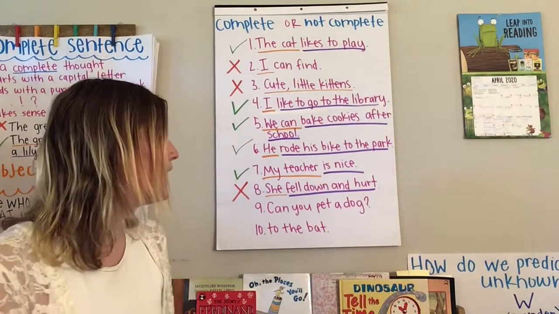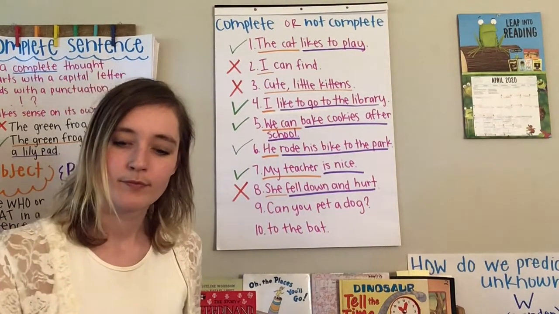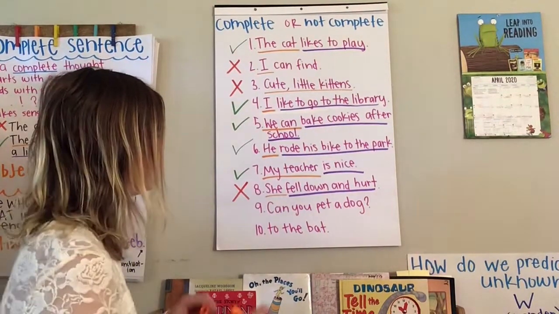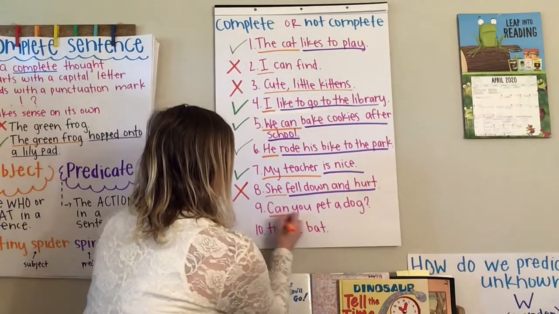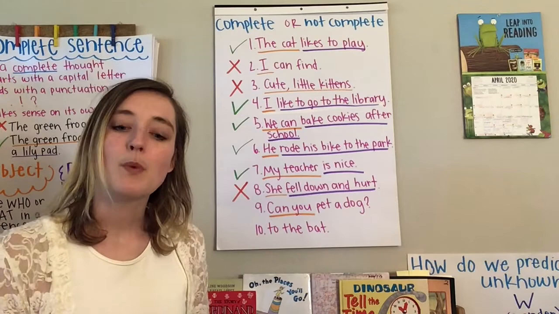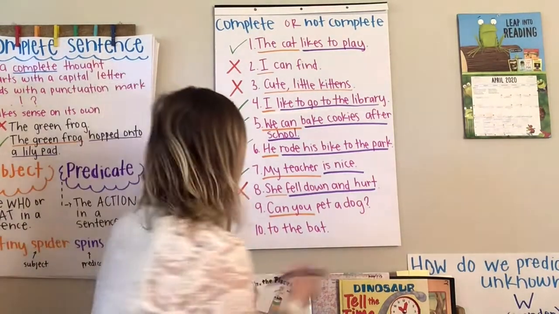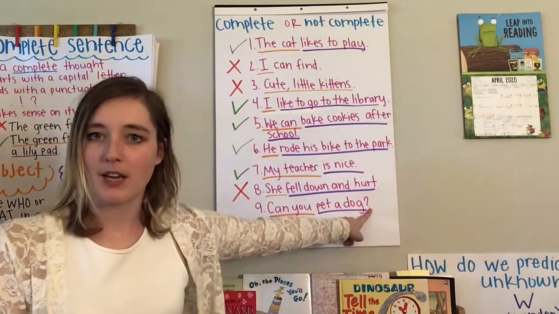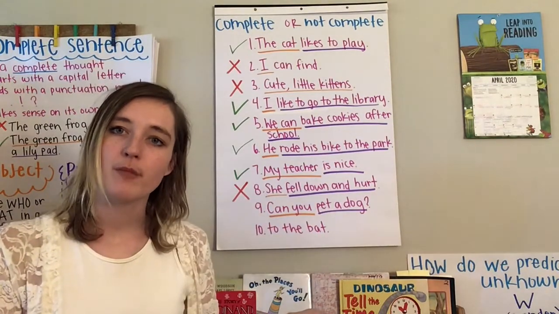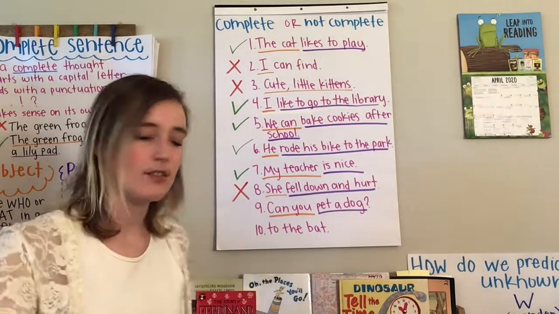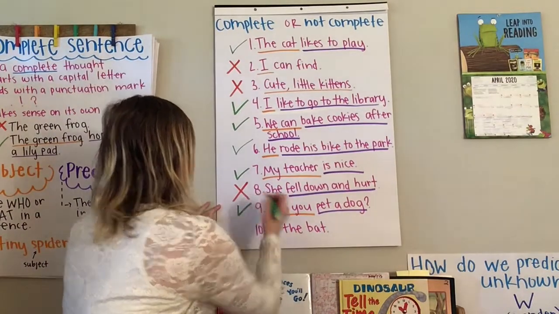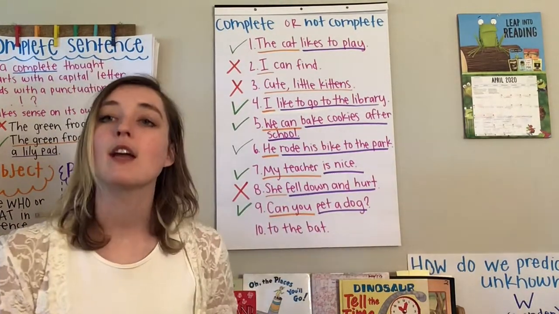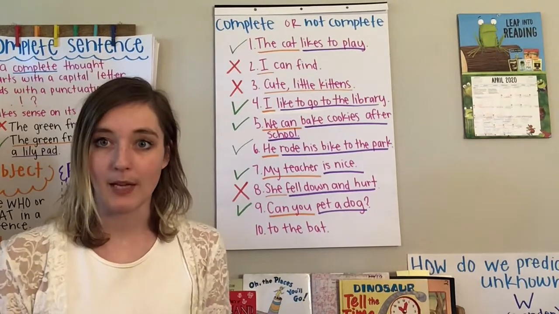Number 9 says, can you pet a dog? So the subject is can you. The predicate is what they do. Pet a dog. And look at this. There's a question mark at the end. That is a punctuation. This is a sentence. It has a capital, it has a punctuation, a complete subject, and a complete predicate.